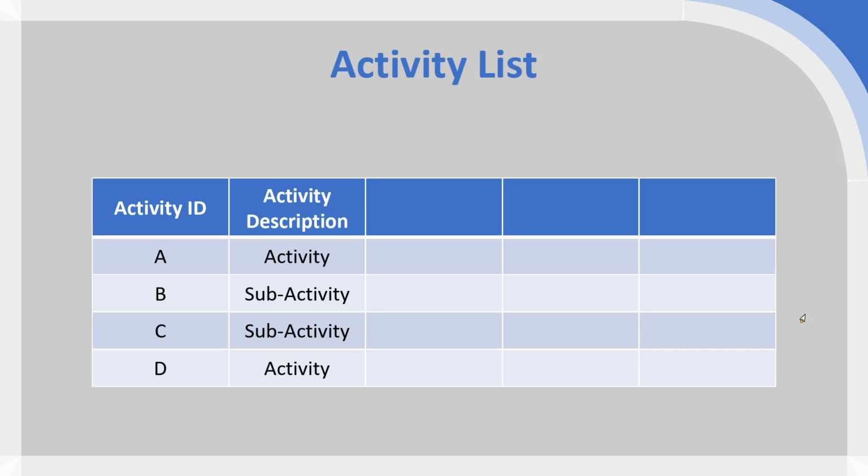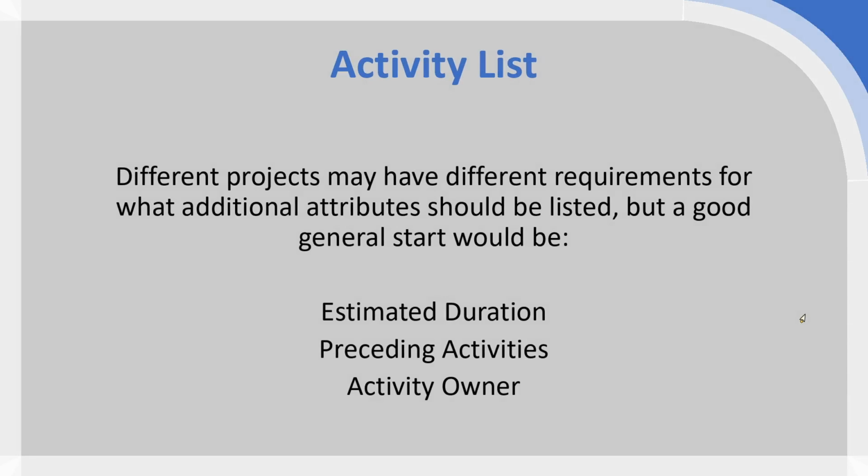Once we've done that, we can look to what the other attributes we want to have on the activity list table itself. Now, different projects will have different requirements, so you may find lots of different examples with different attributes, but generally speaking, we want at least these 3. So an estimated duration, so how long do you estimate each activity to take? Any preceding activities, which are, which activities have to have been done before we can start this activity, and then an activity owner, so someone who's clearly responsible for that activity.